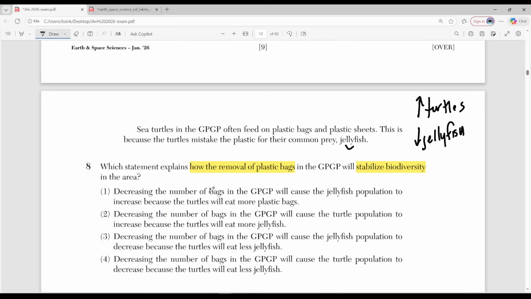Right? Decreasing the number of bags will cause the jellyfish population to increase. Nope. Decreasing the number of bags will cause the turtle population to go up. Yes, because the turtles will eat. That's not why. It's not because the turtles will eat more jellyfish.